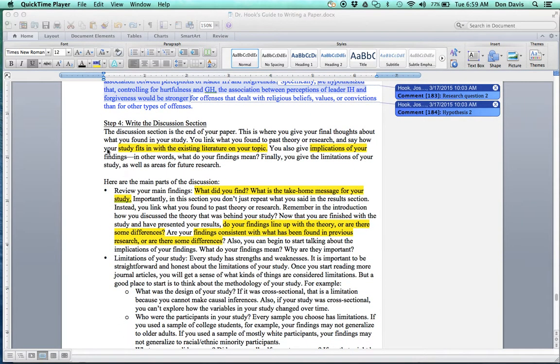Okay, step four. We're getting toward the end. Writing the discussion section. This is another section that I think can be difficult to write, and I'll tell you the part I find difficult.